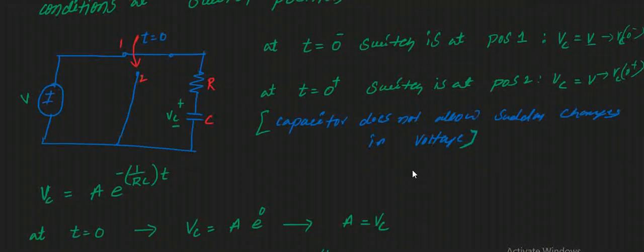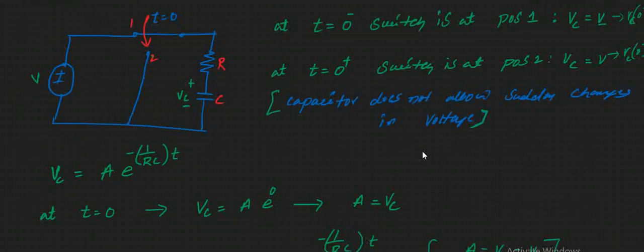So from this we can write the equation we got: the transient response Vc equal to A into e power minus 1 by RC into t. At t equal to 0, that is when the switch is closed, when the switch is moved from position 1 to position 2.